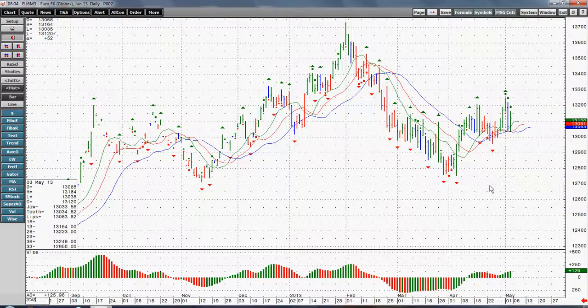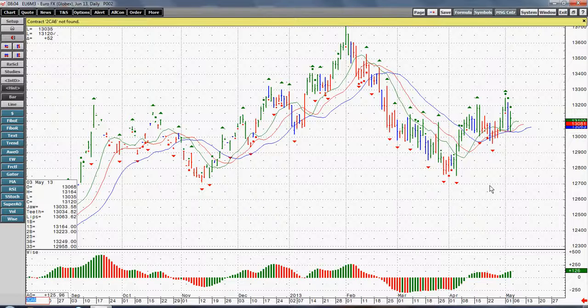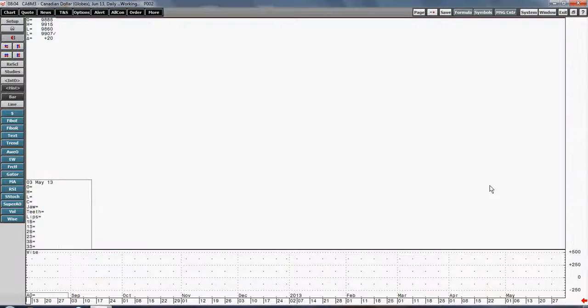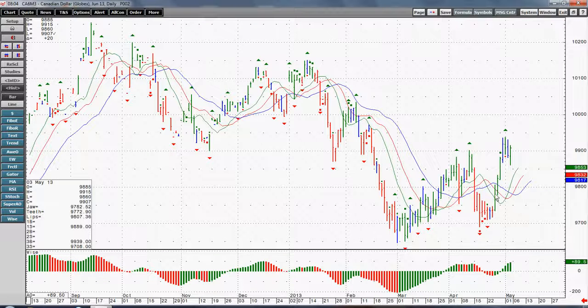Next market we're going to take a look at is the Canadian dollar. If I can type the right contract in. Okay, so on Canadian dollar we can see that this has been quite a significant move that we had starting back on September, and it finished down here on the bottom around March. Now let's go up a time frame and see what we're looking at.